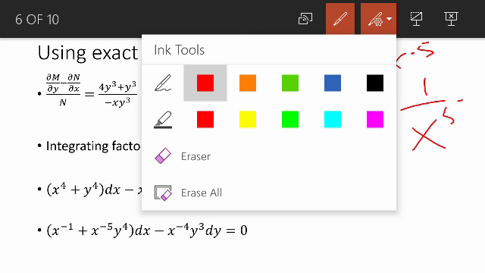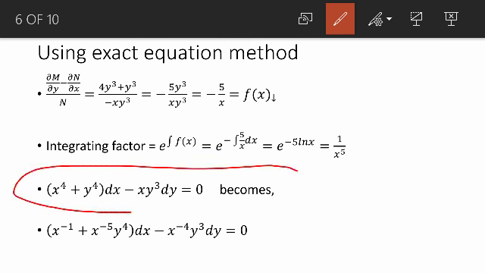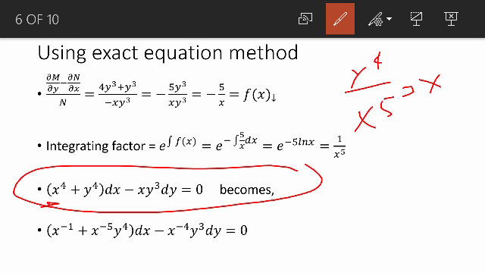So that makes our original equation, which is supposed to be this. We multiply through by the integrating factor. Remember, the purpose of integrating factor is to convert the given equation to what we want, in this case now, exact. Okay, so if you multiply x raised to power 4 by 1 over x raised to power 5, you're going to get x4 over x5, which is x raised to power minus 1, which is exactly what we got here.